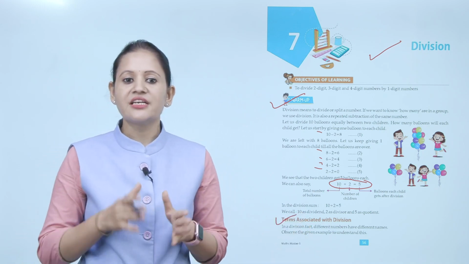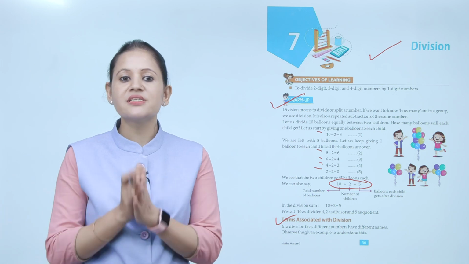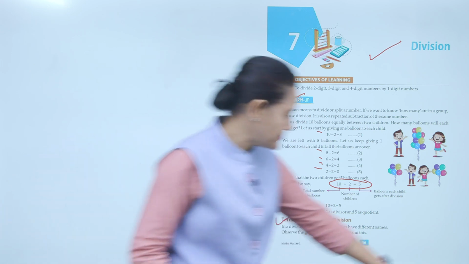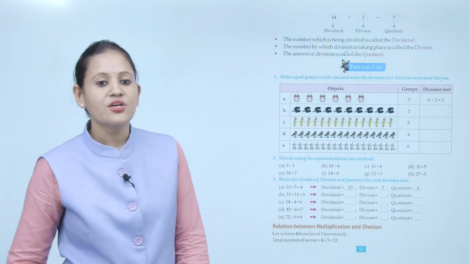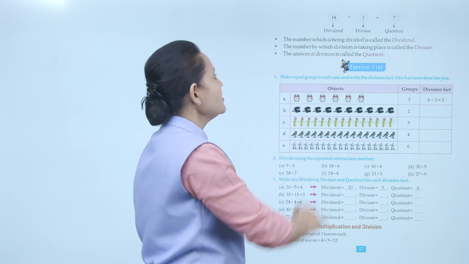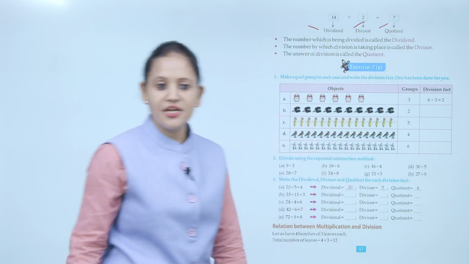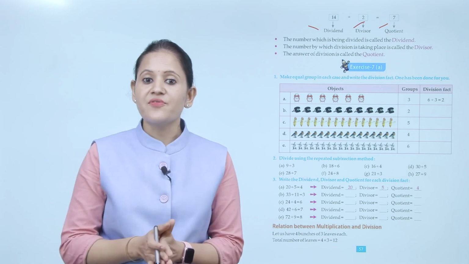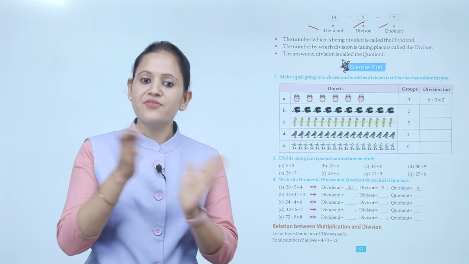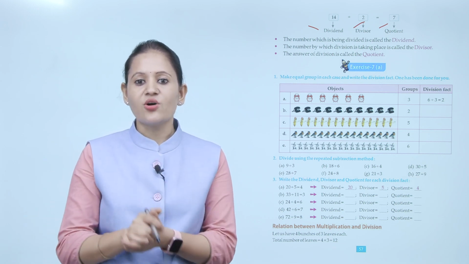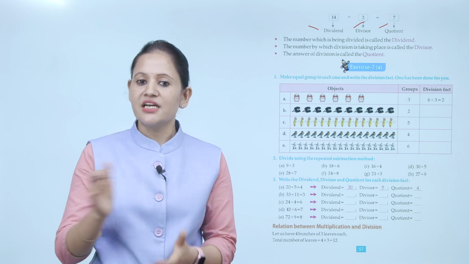In a division fact, different numbers have different names. Observe the given example to understand this. So here 14 divided by 2 is 7. So 14 is the dividend, 2 is the divisor and 7 is the quotient. Clear? The number which is being divided is called the dividend. The number by which we divide is called the divisor, and the answer of the division is called the quotient.